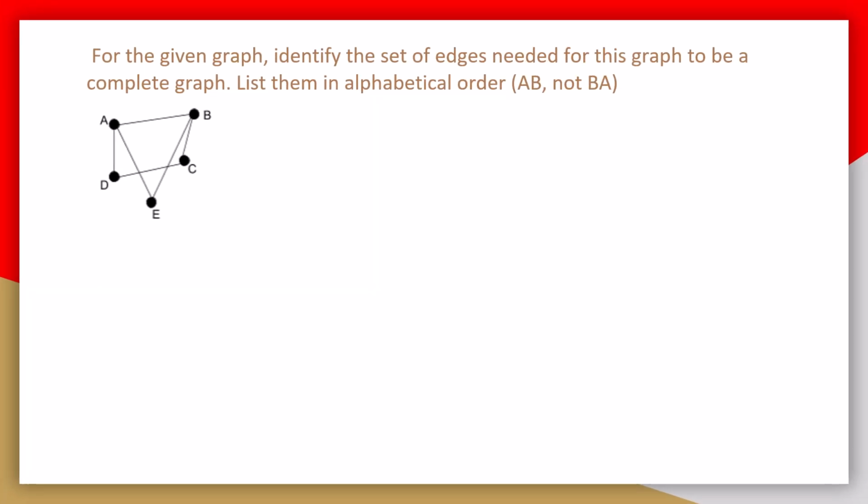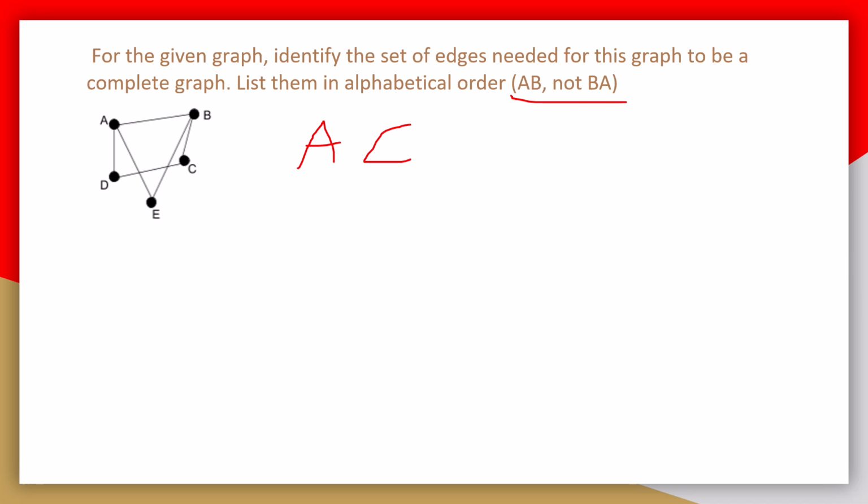Another problem. This one is about a complete graph, and it's saying list them in alphabetical order. So again, pay attention to this. It says AB, not BA. You might just get deducted a point if you write it the wrong way, so just pay attention. So now, which vertices is A not connected to? There are 4 other vertices other than A. It's connected to 3 of them, so it needs AC. AC needs to be there.